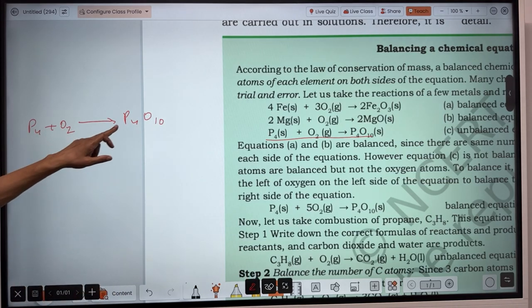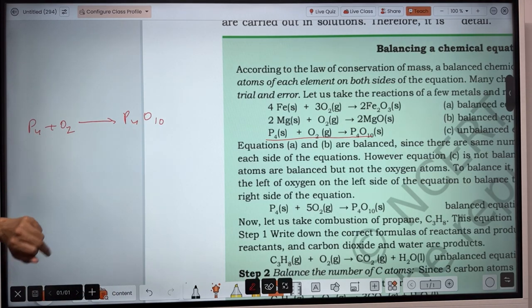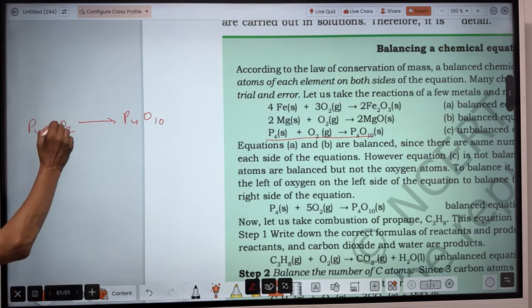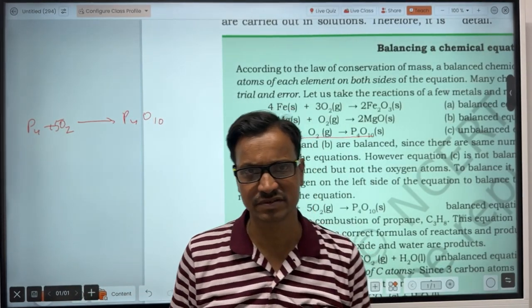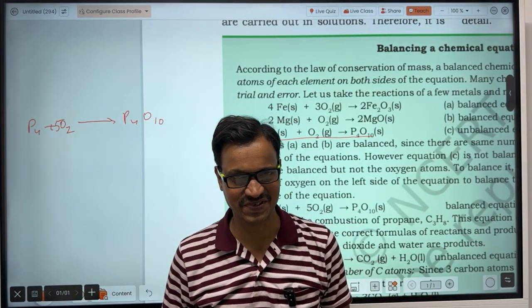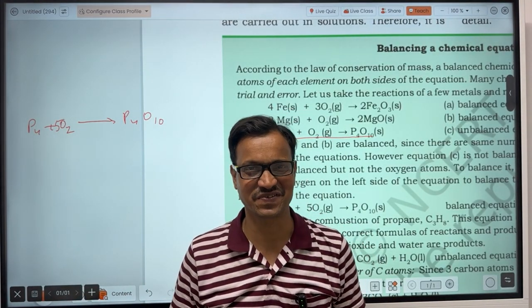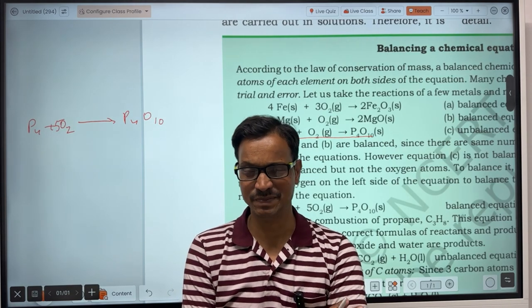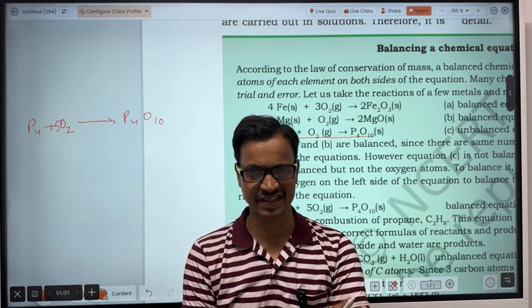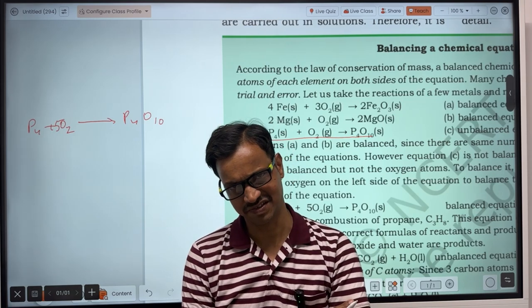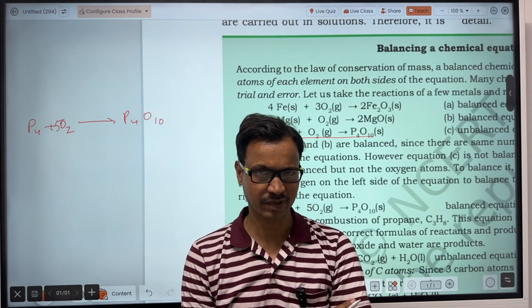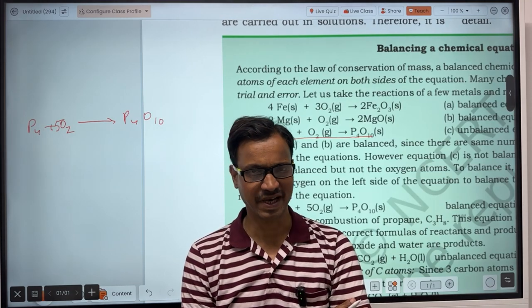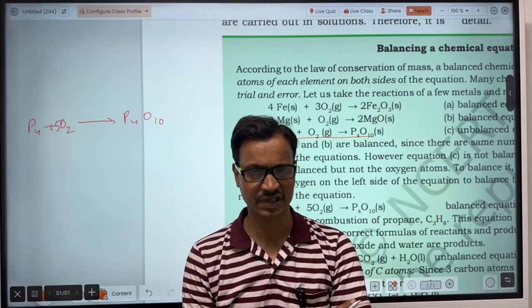Here 4 phosphorus, here 4 phosphorus. Here 10 oxygen, here 2 oxygen. So simple it is. Balance here with 5, so 5 times 2 gives 10. Why do we balance the chemical equation? Due to the law of conservation of mass. Recall the previous lecture. We balance the chemical equation by considering the law of conservation of mass, since the mass of products will be equal to the mass of reactants.